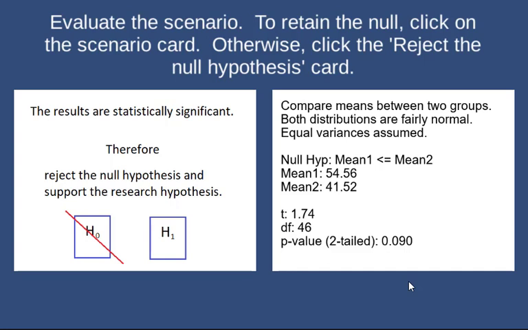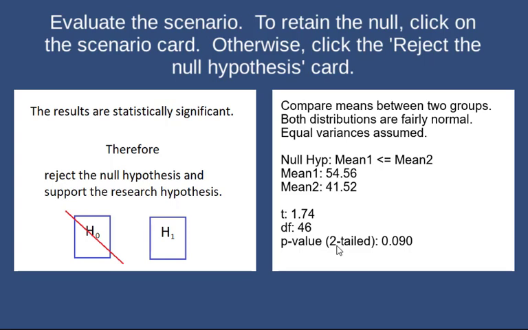It looks like we may be able to reject the null, but first, let's make sure that this difference is statistically significant. We look at the t-test. It's a 1.74, so that's looking fairly good. Degrees of freedom is 46. And the p-value, if this had been a two-tail test, would be 0.090.